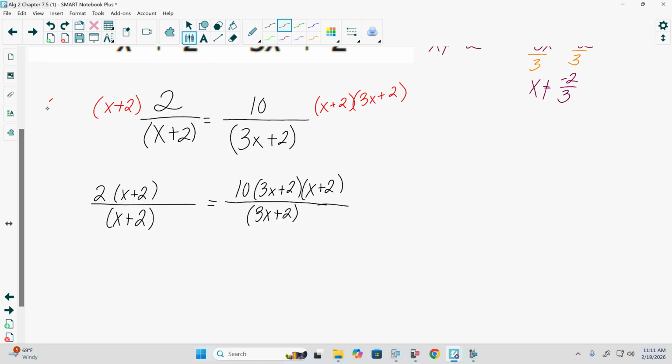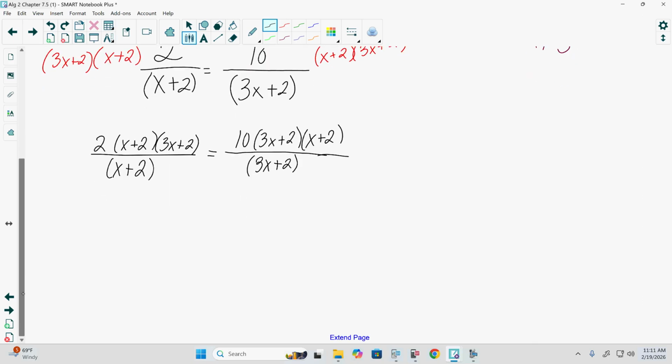And again, if we do it to one side, we have to do it to the other. So we have to add that to the other side. So really what we needed to multiply everything by is x plus 2 and 3x plus 2. Now on the left-hand side, the x plus 2 and x plus 2 are going to cancel, leaving us with 2 times 3x plus 2. On the right-hand side, the 3x plus 2 and 3x plus 2 will cancel, giving us 10 times x plus 2.